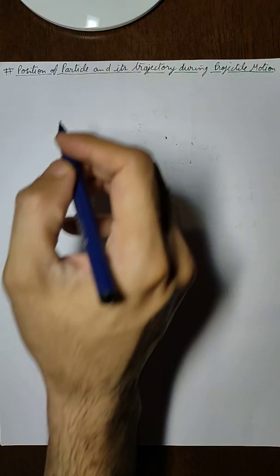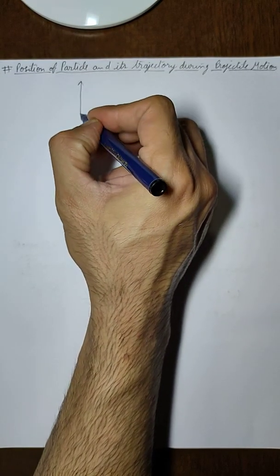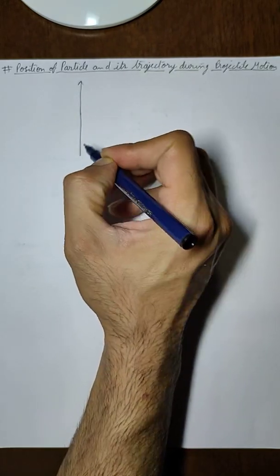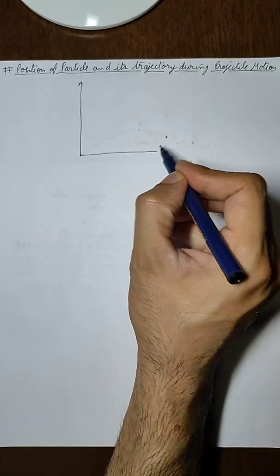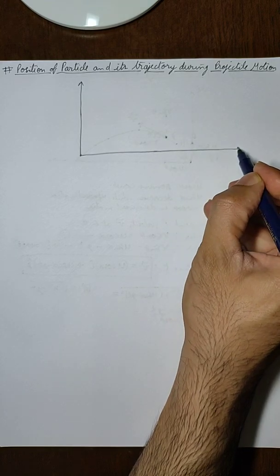Now let us further analyze the position of the particle and the equation of its trajectory during a projectile motion. We have already studied that in a projectile motion at every point there will be a position of the particle which can be described by x and y coordinates, and the trajectory will be an equation between y and x. We saw that x can be an equation in terms of t and y can be an equation in terms of t also, and if we eliminate t then we'll get an equation between x and y. So that will be our trajectory equation.